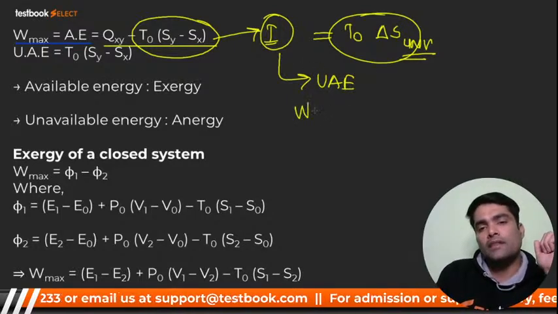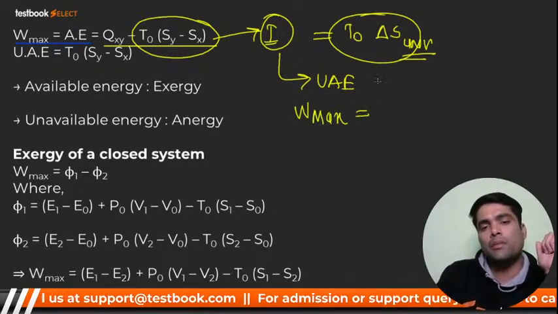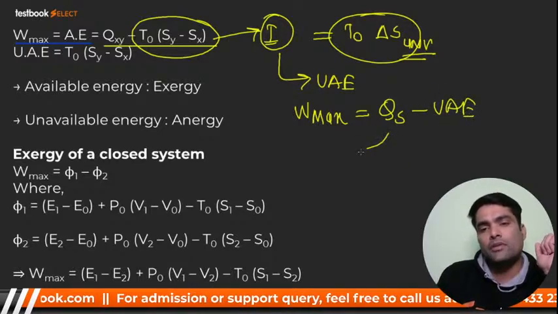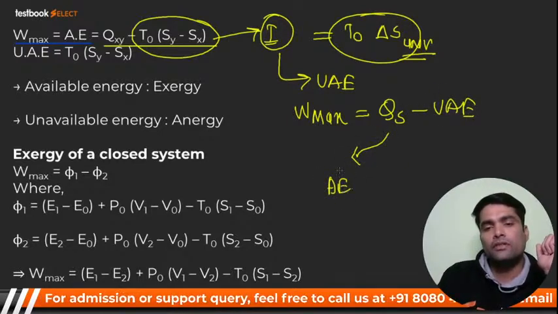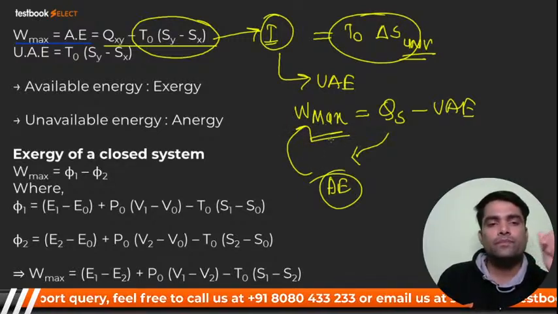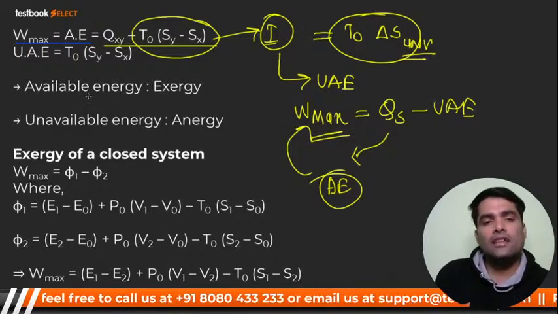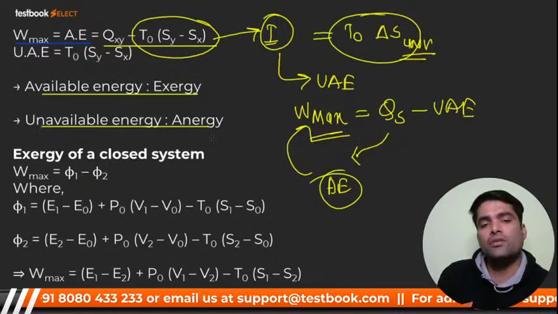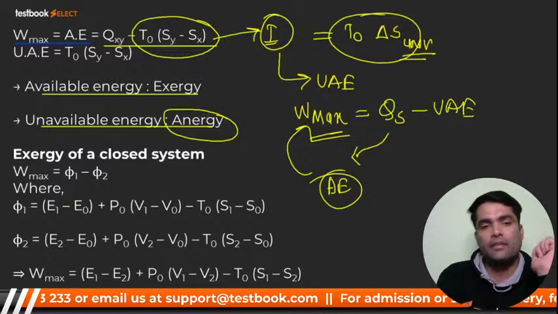So definitely W max is nothing but what my dear, the total energy you have supplied minus unavailable part of energy. So definitely इसमें सिर्फ बचेगा available part of energy. So that will be equal to what my dear, W max. Very simple. And याद रखिएगा, that is available part of energy, that is also known as exergy, and unavailable energy is known as anergy. मैच द पेयर्स में पूछ सकता है गेट में.